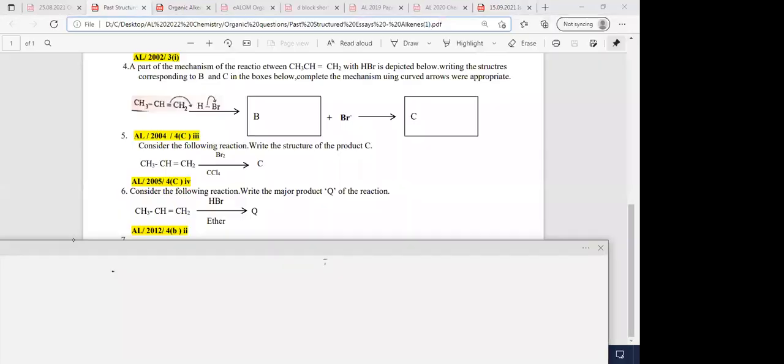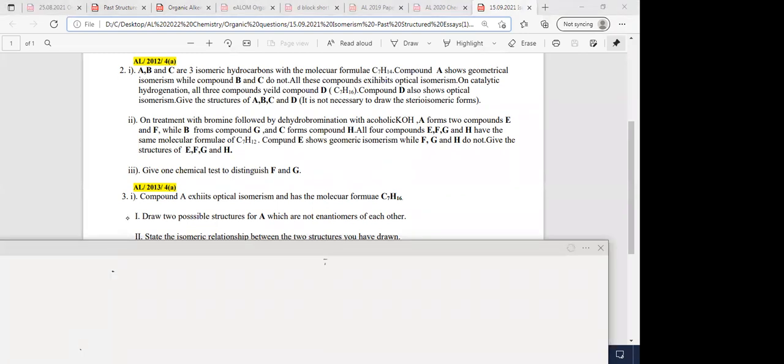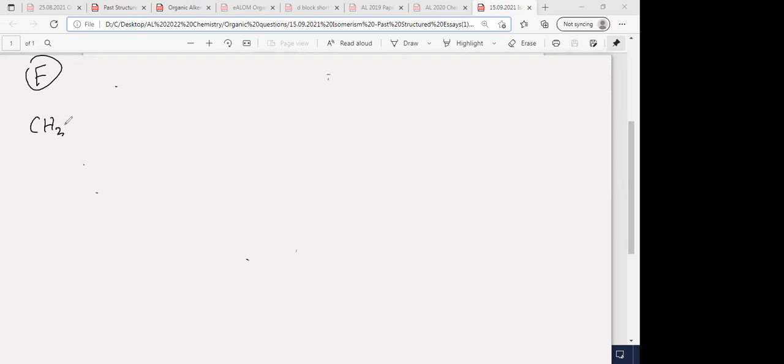Okay, what is the next one? Give one chemical test to distinguish F and G. F and G, one chemical test. Who can give me one chemical test to distinguish F and G? What is the structure we got for F and G? There's a triple bond in both. Let me draw F and G. You have the answer with you now, so I'll quickly draw the structures.